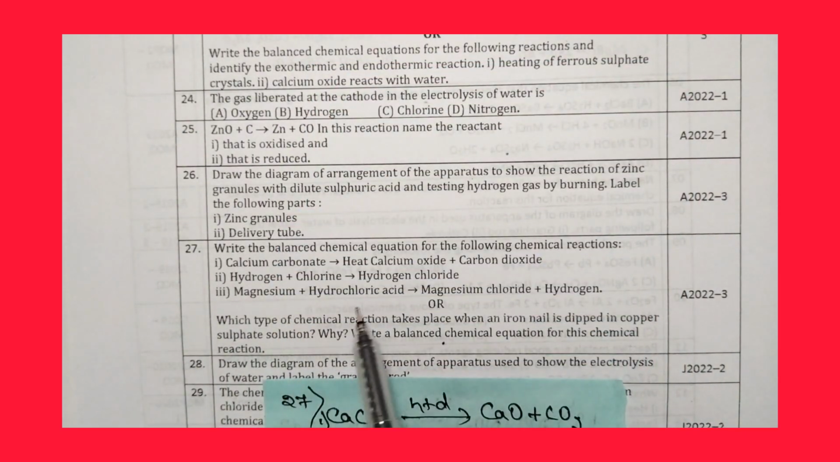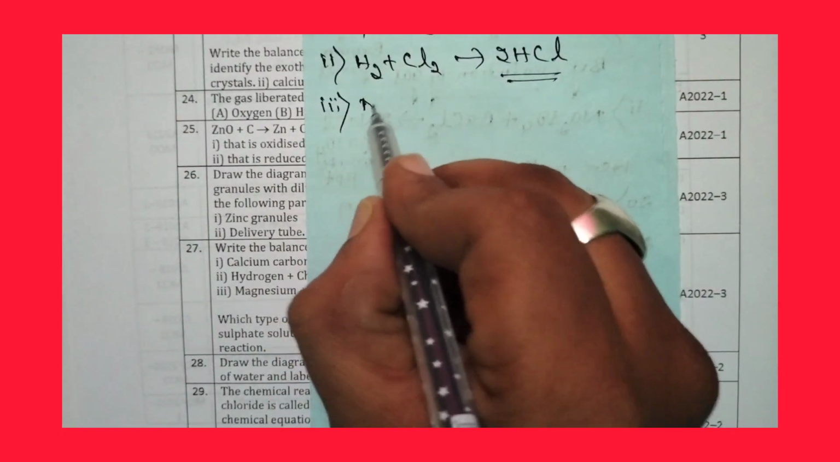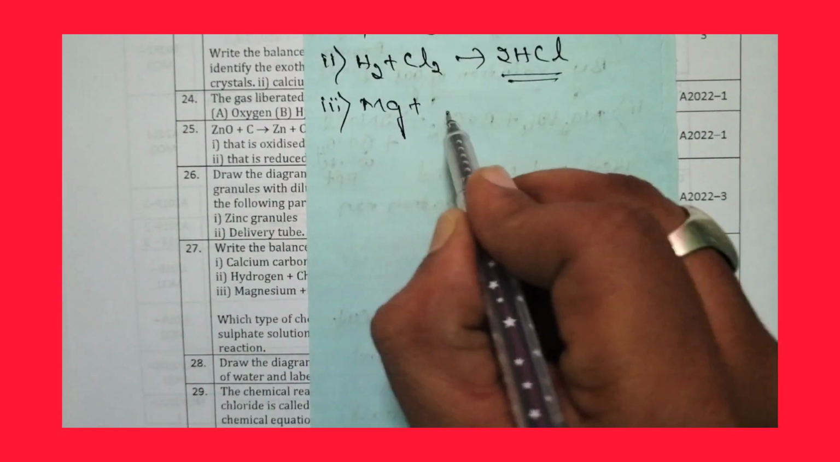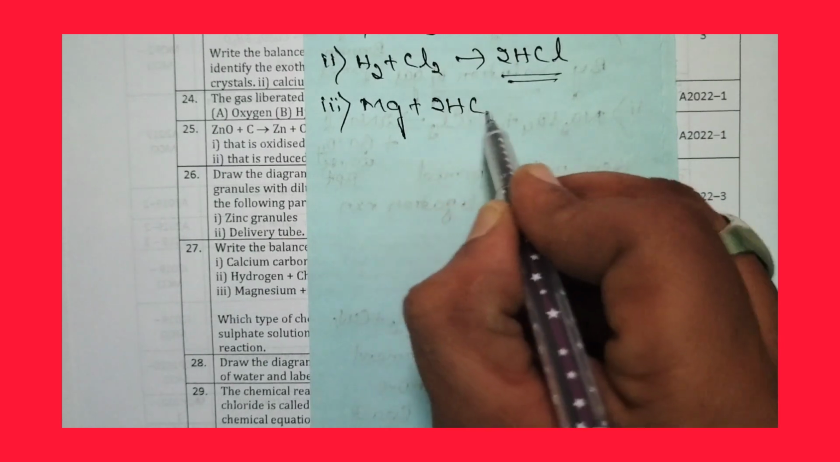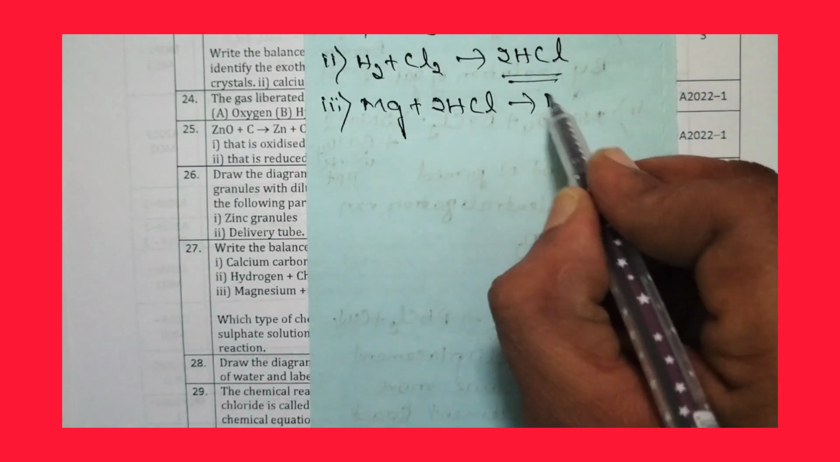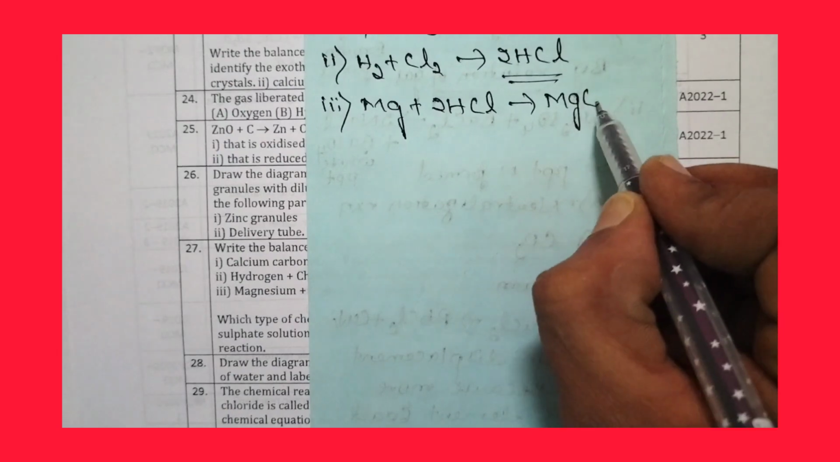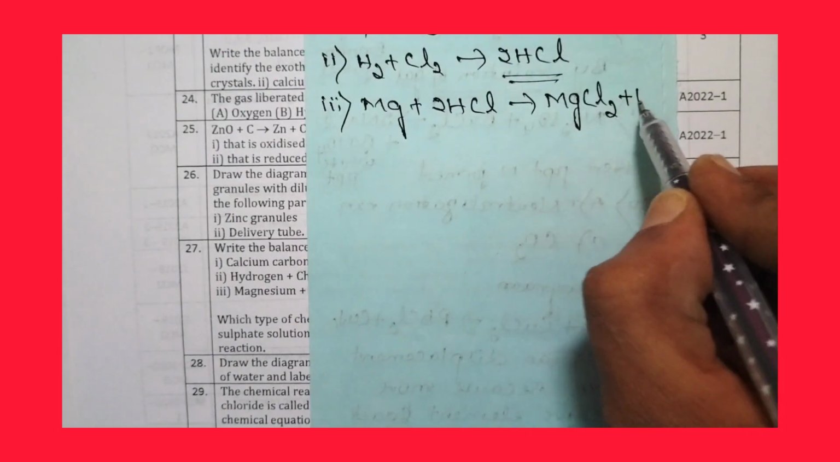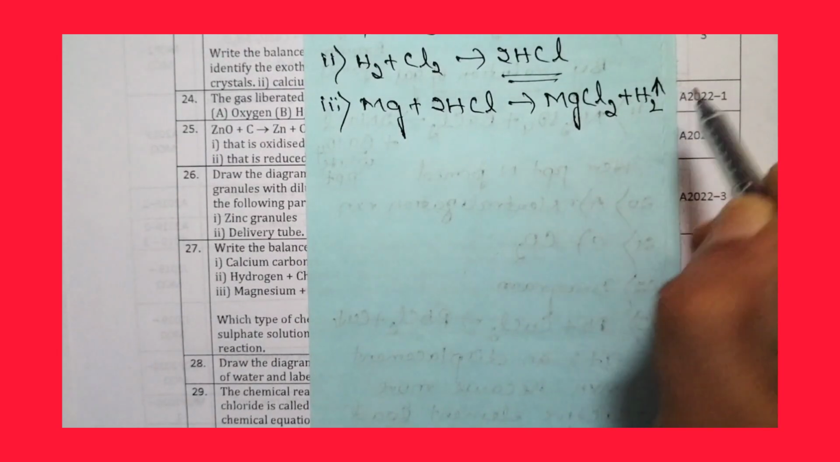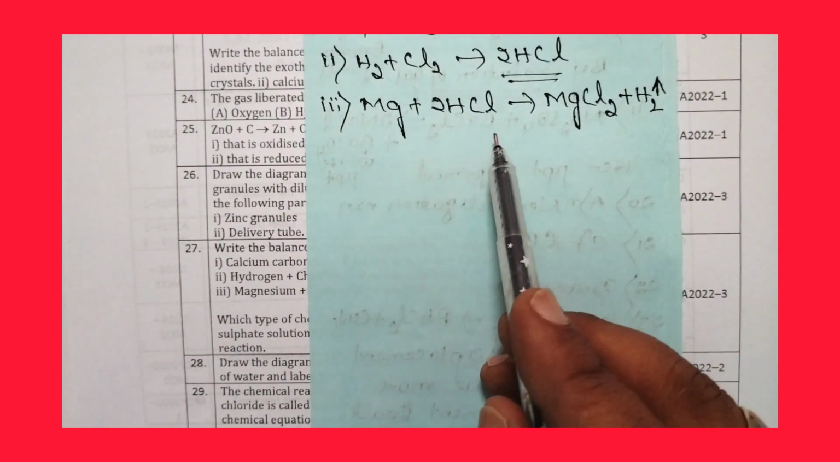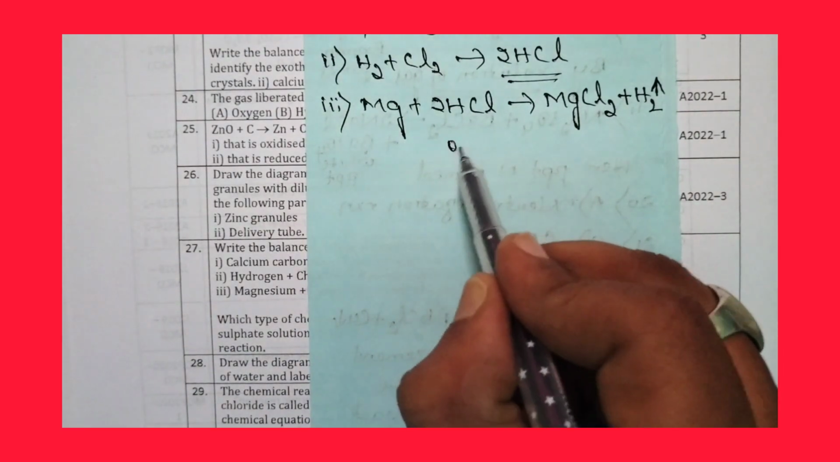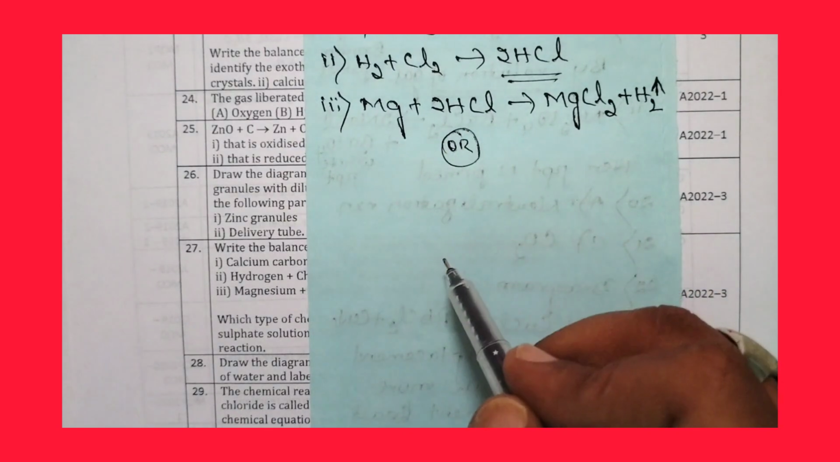Then coming to the third one, magnesium when it reacts with hydrochloric acid forms magnesium chloride and liberates hydrogen. So now let us write the equation. Magnesium, Mg, plus hydrochloric acid, 2HCl, give rise to magnesium chloride, MgCl2, and liberates hydrogen, H2. So Mg plus 2HCl give rise to MgCl2 plus H2 liberated.